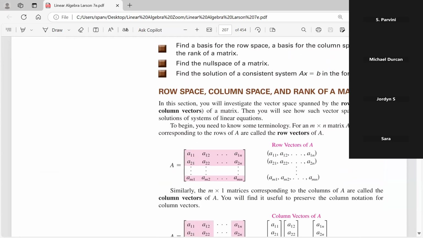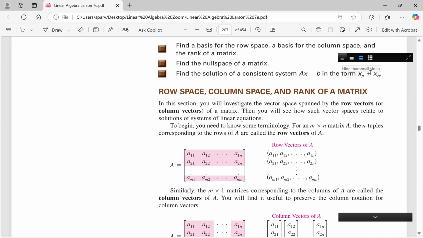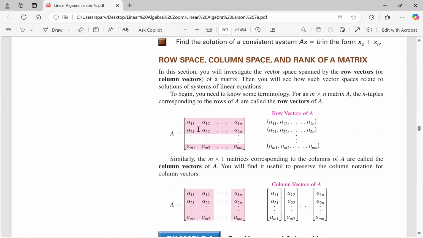Now, before we talk about the rank of the matrix, some of the basics we're going to put out of the way. First, we're talking about a row space and column space of a matrix. Well, the row space is simply all the rows in the matrix. So here let's say there's a matrix A.